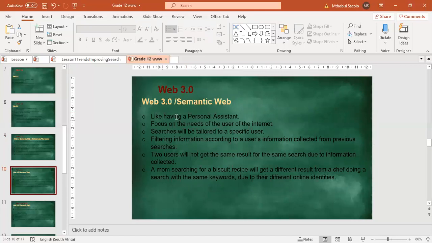Like having a personal assistance. Focus on the need of the user of the internet. Okay, here what they really mean is that when they say they focus on the needs of the user of the internet. So here in Web3, let me make an example with YouTube.